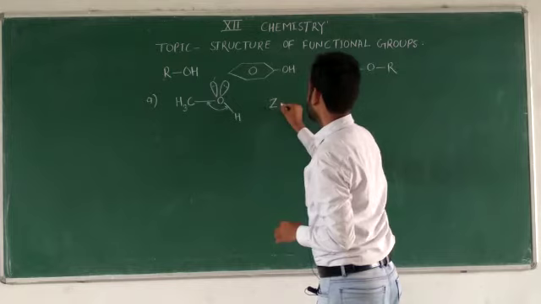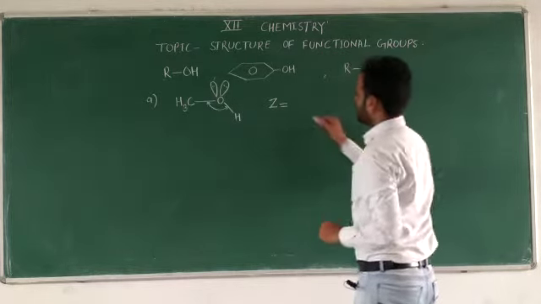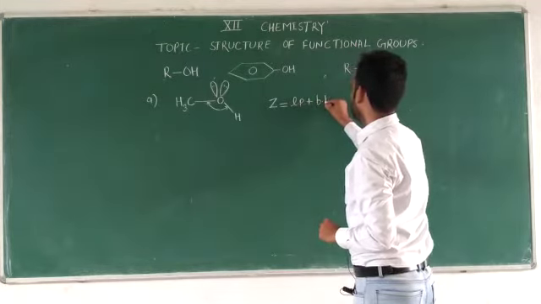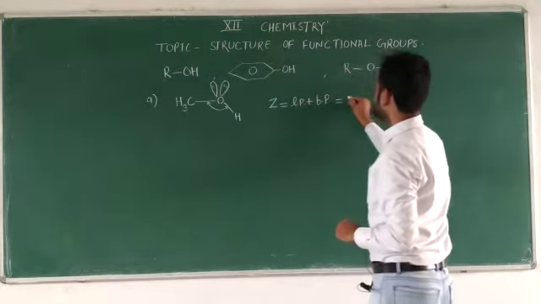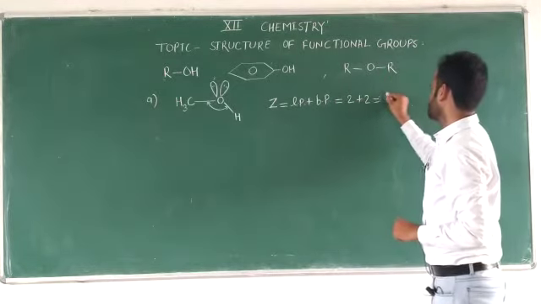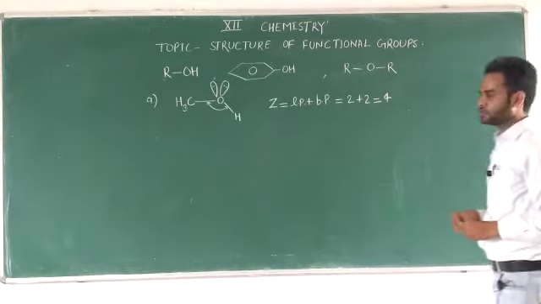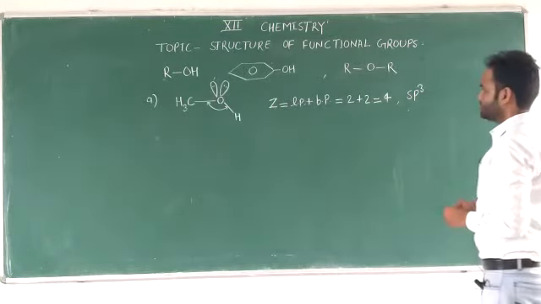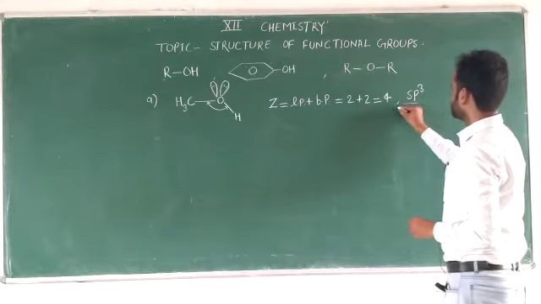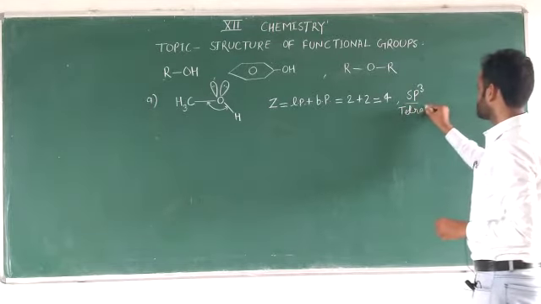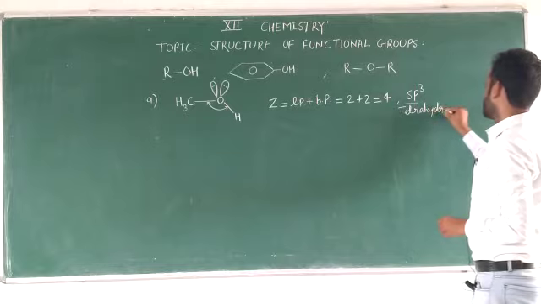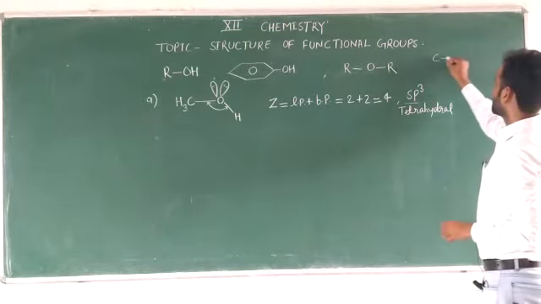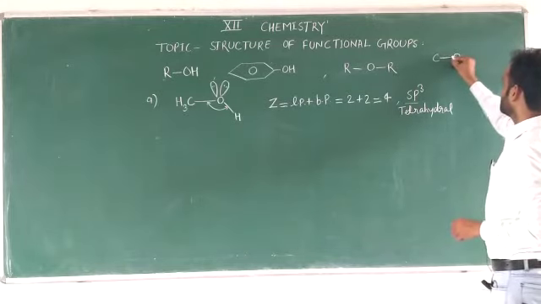hybridization. The steric number is denoted by capital Z, and it is the number of lone pairs plus the number of bond pairs. So lone pairs are 2 and bond pairs are 2 here, so it would be 4. In the case of 4, the hybridization would be sp3. sp3 hybridization means the geometry would be tetrahedral.